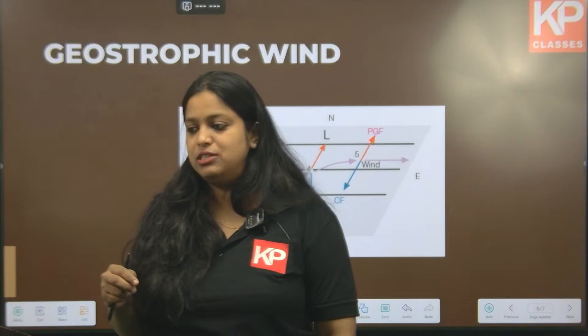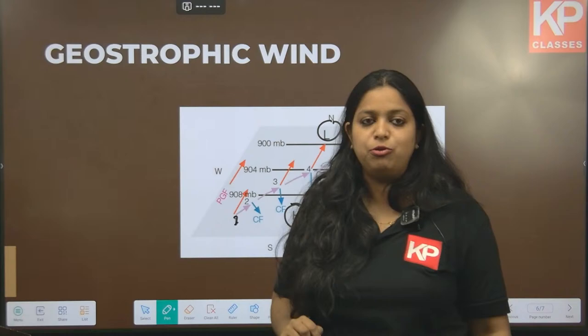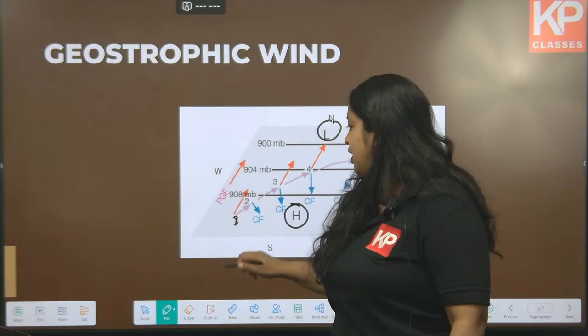Over here at location A, this is the high pressure zone and this is the low pressure zone. From high pressure to low pressure, there is pressure gradient force generating. What happens when pressure gradient force generates? Wind starts to move. At this particular point, air molecules start to move.